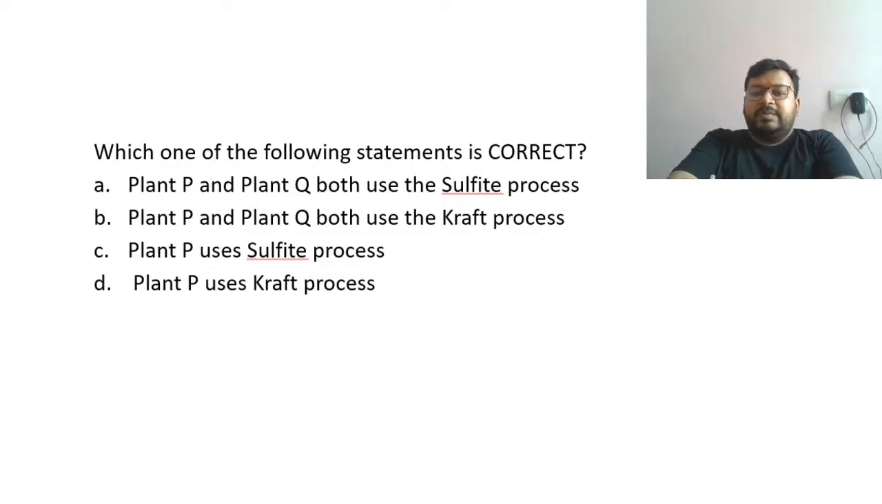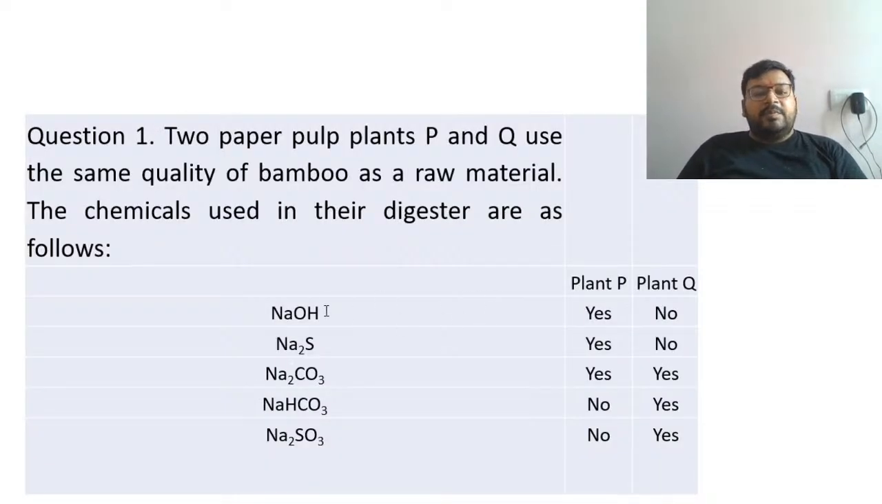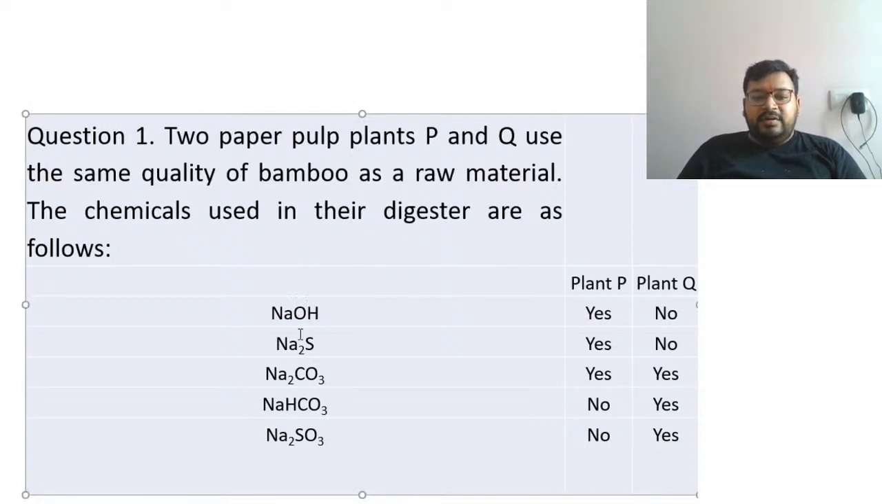So guys, which one of the following statements is correct? Plant P and Q both use the sulfite process, both use the Kraft process, P uses sulfite, or plant P uses Kraft. For paper production, you know that there is one process known as sulfate and one process known as sulfite. And the sulfate process uses caustic soda, sodium sulfite and sodium carbonate, soda ash. ये तीनों चीज़ें यूज़ करता है सल्फेट. सो प्लांट पी ये तीनों यूज़ कर रहा है बट बाकी दोनों यूज़ नहीं कर रहा है.